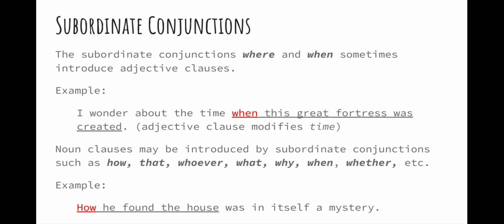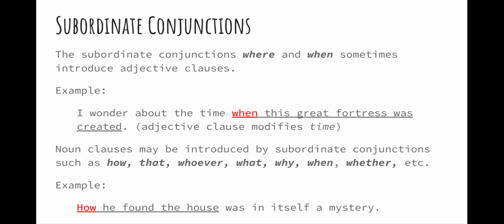Now, they can also be used for adjective clauses, the words where and when. Those are the conjunctions that are used to introduce adjective clauses. Again, we've talked about this when we did the adjective clause lesson. So here's our example. I wonder about the time when this great fortress was created. In this case, when is the subordinate conjunction that introduces the clause that modifies time. It's telling us more about time. All right, what happened at that time? Well, this was when the fortress was created at that time.